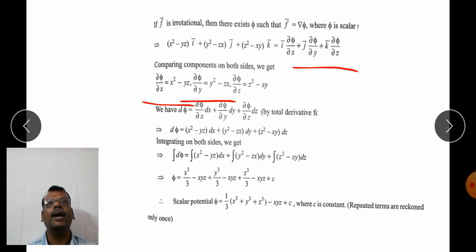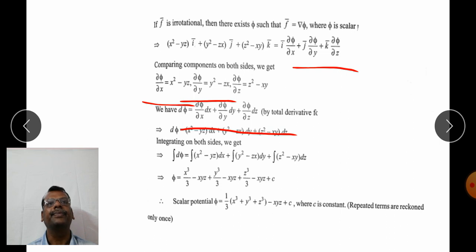After that, we have to form the total differential equation, that is d pi is equal to dou pi by dou x into dx plus dou pi by dou y into dy plus dou pi by dou z into dz. This is known as the total derivative, and we have to write the values of f1, f2, f3. Dou pi by dou x is x square minus yz, dou pi by dou y is equal to y square minus zx, dou pi by dou z is equal to z square minus xy.